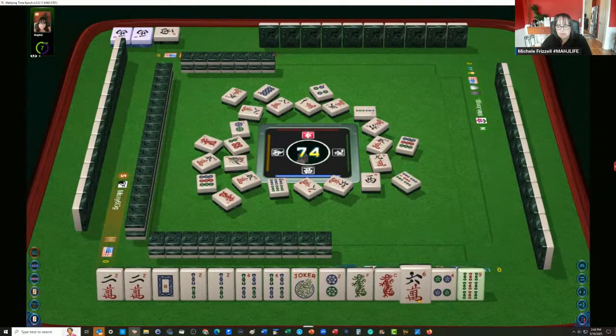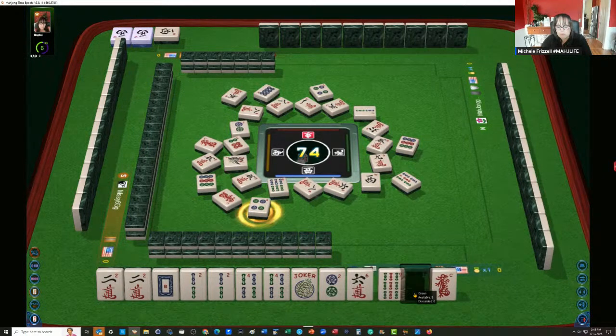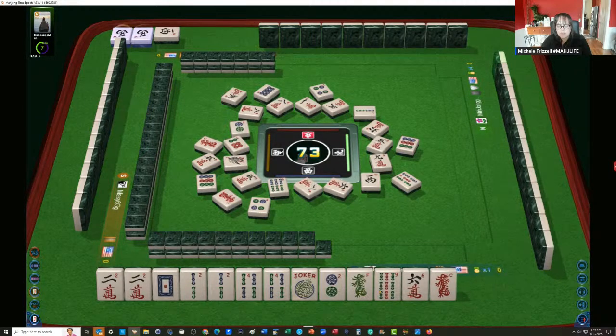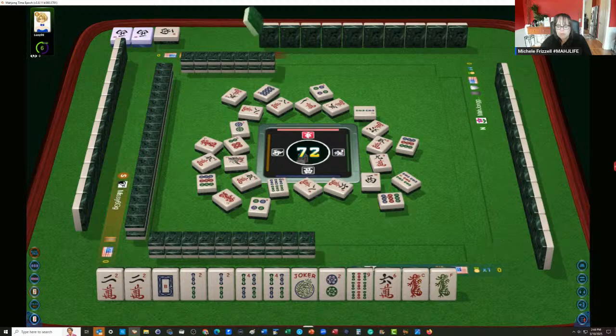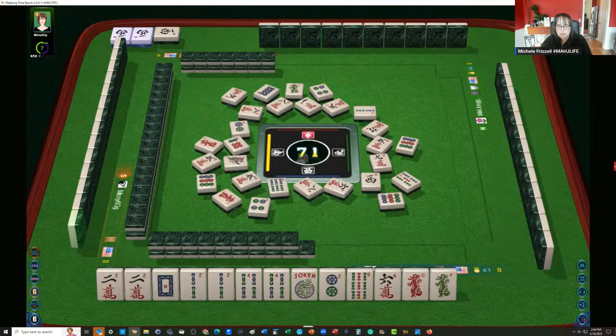In this case, let's see. Let's let the 4 go. 4 dots. So we still have some potential. Oh, no, the red dragon is out. We're going to give up on the dragons. 9 dots. So we're going to let the dragons go next. Green dragon. Nobody wants the 6. Dragons are going down. The 2 is a year tile. Let's let that go next.